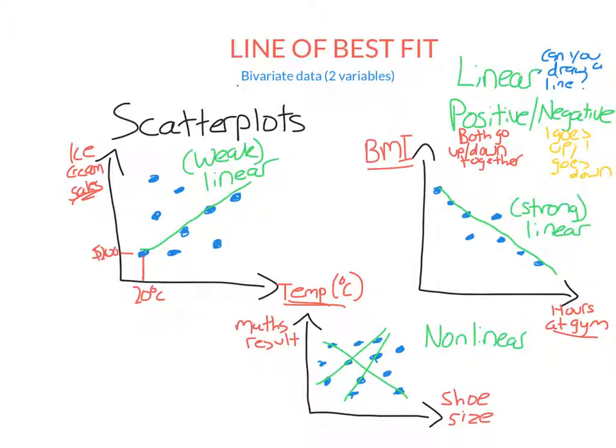So what is happening here is as temperature is going up, ice cream sales are generally going up. So as one variable increases, the other one increases. So we would say that this relationship is positive. That's what a positive relationship is. As one variable goes up, so too does the other. And you would expect that relationship to be positive. You'd expect that you would sell more ice cream on hotter days.